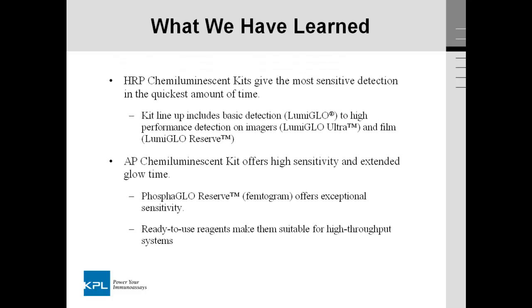HRP chemiluminescent kits will give the most sensitive detection in the quickest amount of time. Kit lineup includes our basic detection, or LumiGlow, to high-performance detection on imagers with LumiGlow Ultra, and film with LumiGlow Reserve. Our AP chemiluminescent kit offers high sensitivity and extended glow time. PhosphoGlow Reserve offers this exceptional sensitivity, and ready-to-use reagents make them suitable for high-throughput systems.